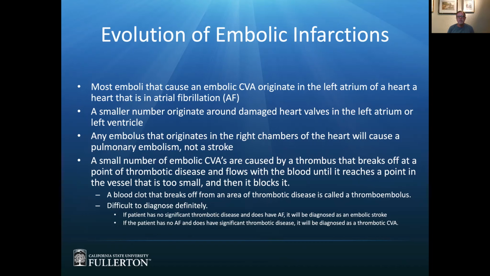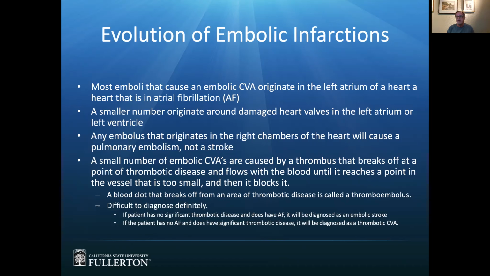So my third bulleted point there, just to reiterate it, is that any embolus that forms for any reason in the right chambers of the heart will cause a pulmonary embolism, but not a stroke. And then there are also a small number of embolic CVAs that are actually caused by a thrombus that breaks off at the point of a thrombotic disease process. The one that goes on in the neck is what we discussed when we were talking about thrombotic strokes.